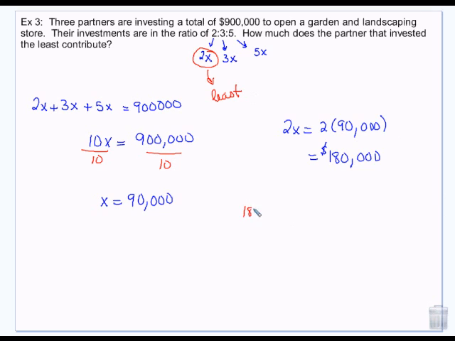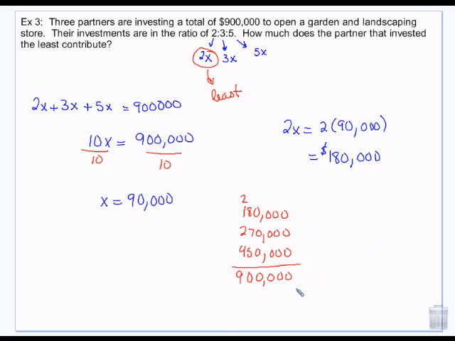So the first one is 180,000, 270,000, and 450,000. Okay, I'll do this hard part. So I've got 12 plus 8 is 20. 4, 6, 7, 9.